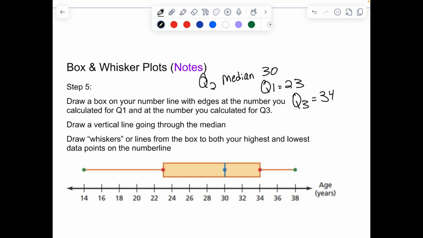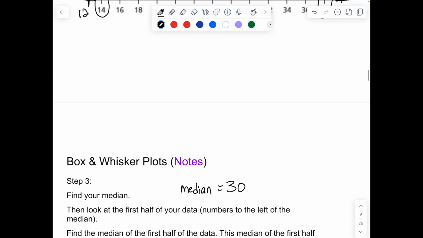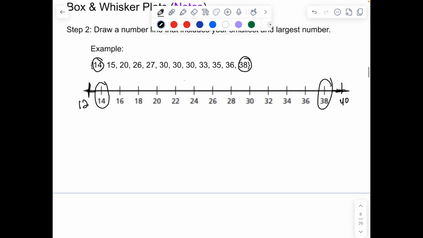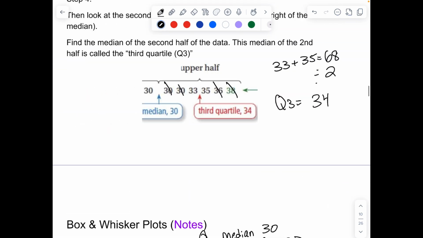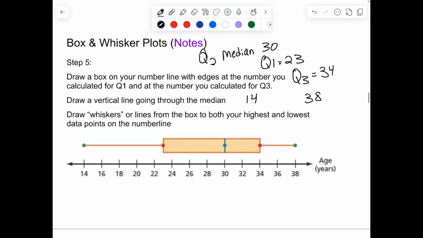Okay, so our smallest number in our data, if you remember, was 14. And our largest number was 38. So we got 14 to 38. So this is all we're doing now, we're just putting it all together. So our lowest point is at 14, so that's where the whisker is going to start. And then our Q1 is at 23, which is right here. So that's where the box is going to start.